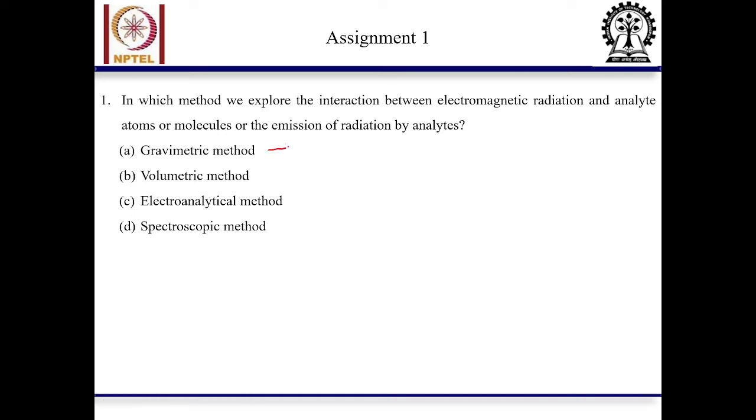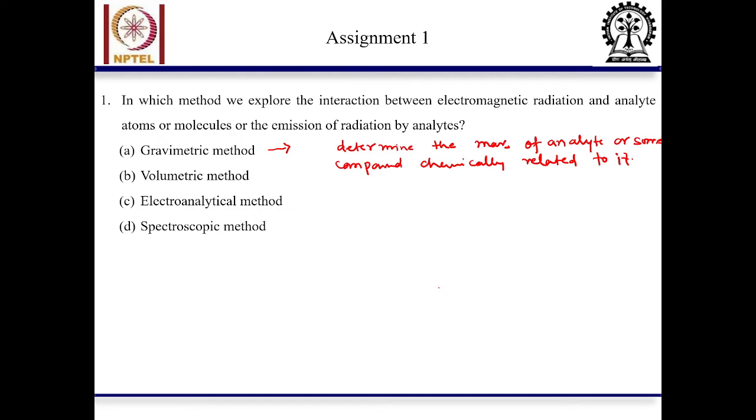The first option is gravimetric analysis. What is gravimetric analysis? Here we determine the mass of the analyte or some compound chemically related to it. If we want to analyze some compound, we measure the mass of the compound, or we convert it into some chemical form, and then measure the compound weight and find out the analyte quantity.